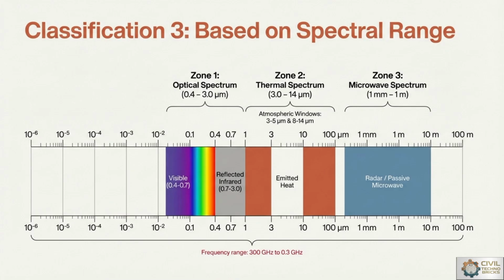So zone 1 is the optical spectrum, zone 2 is the thermal spectrum, zone 3 will be the microwave spectrum. Likewise, each has its own value, that is 0.4 to 3 micrometer for zone 1, then 3 to 14 micrometer for zone 2, and next one will be 1 mm to 1 meter for zone 3. Means we can use the electromagnetic spectrum for dividing the frequency ranges from 300 gigahertz to 0.3 gigahertz. Likewise, with the spectral range classification, sensors are classified, and we can select or use those sensors as per our requirement for the project.